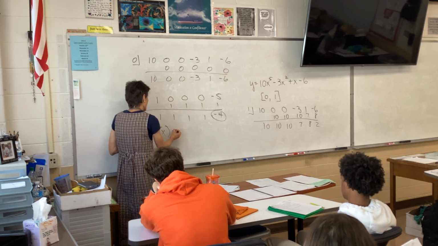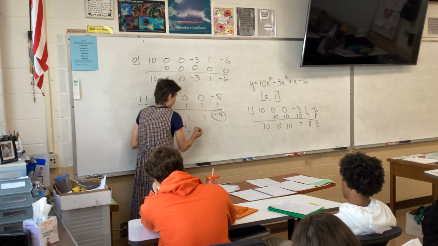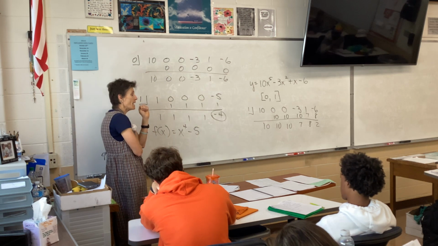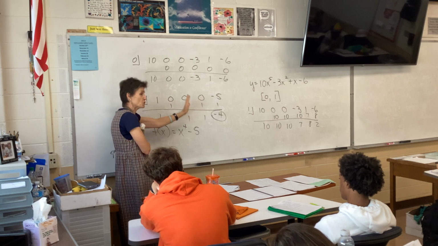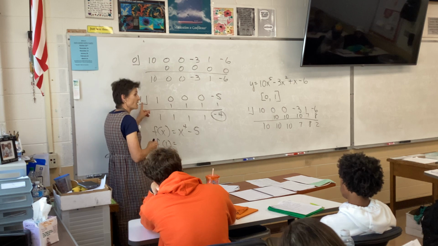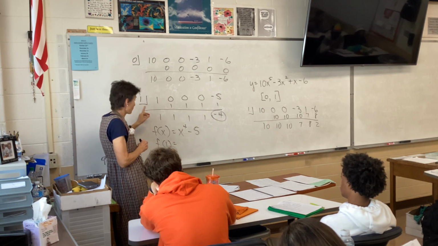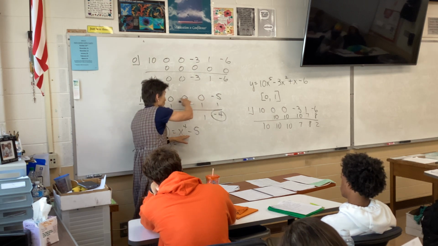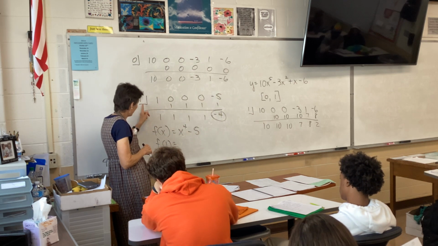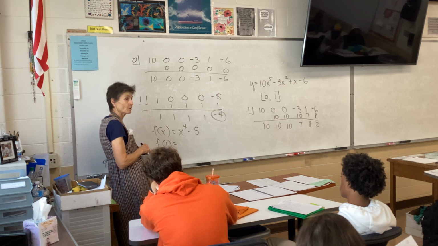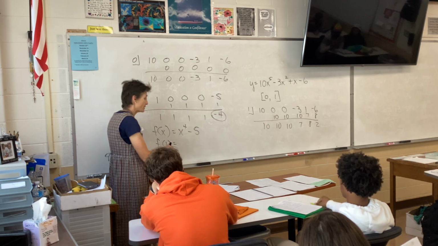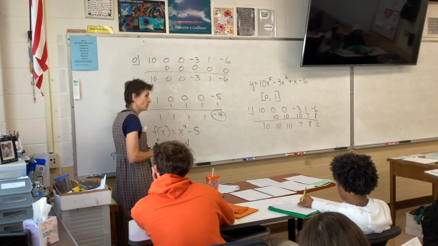Think of it as a function, x to the 4th minus 5. Instead of doing the division, just plug in the number that you were dividing by. So think of your dividend, the thing you're dividing, as a function, and then plug in the number you were dividing by. What do you get if you plug in 1? You get the remainder.